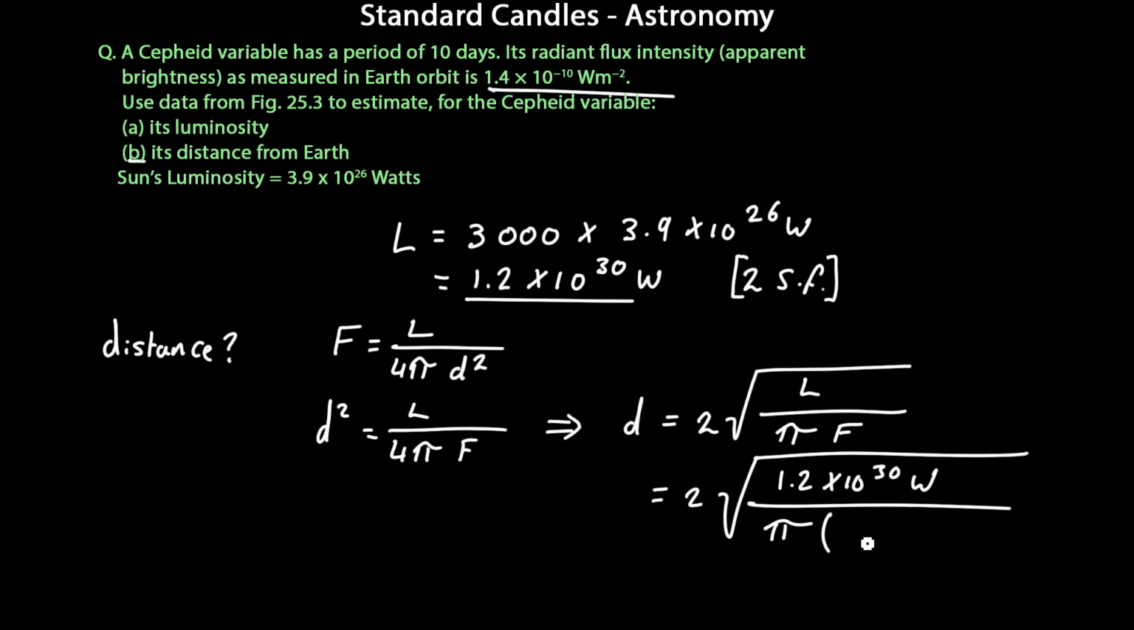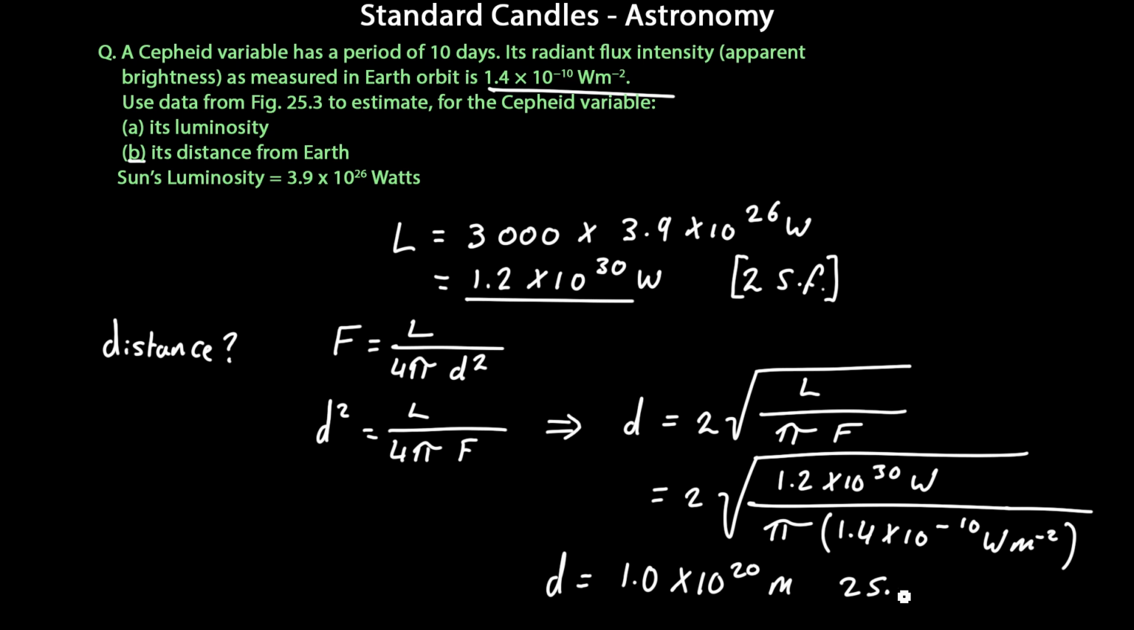And then we divide this by the flux intensity that we've been given in our question, which is 1.4 times 10 to the minus 10 watts per meter squared. And we get a rather long answer, which again, I've rounded to two significant figures. So 1.0 times 10 to the 20 meters in distance. But I'm going to keep the original value that I have on my calculator because we'll need that to calculate the next step.